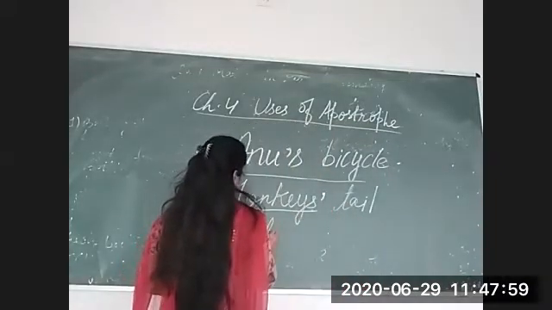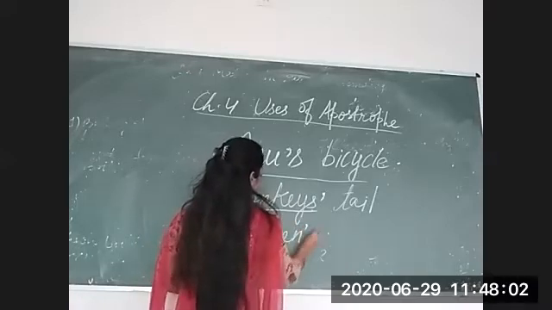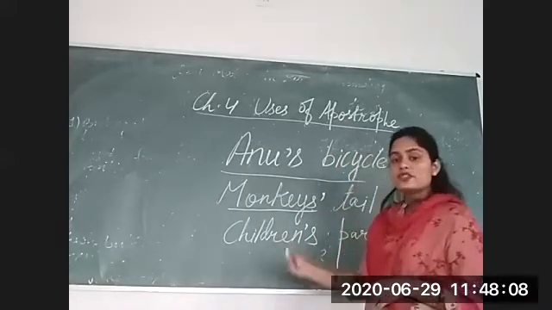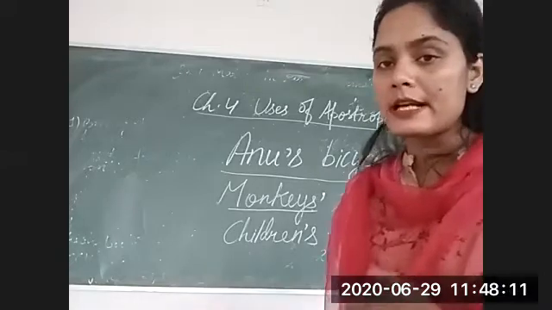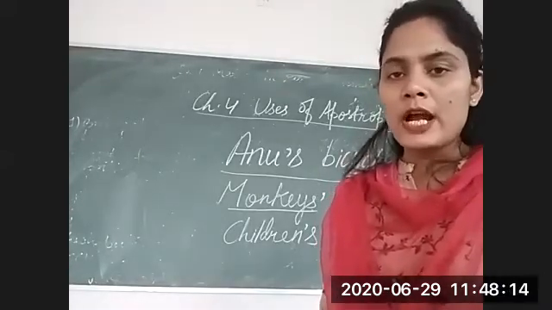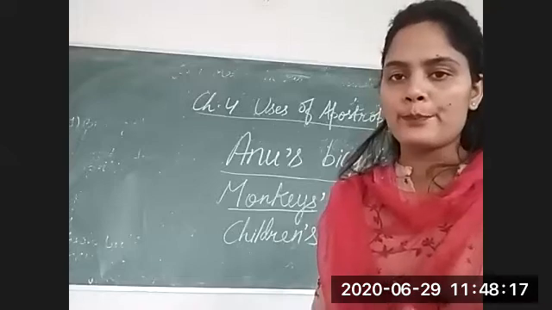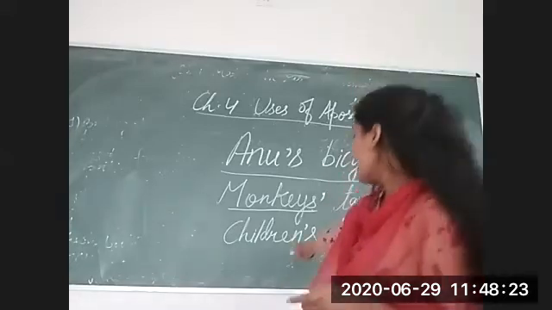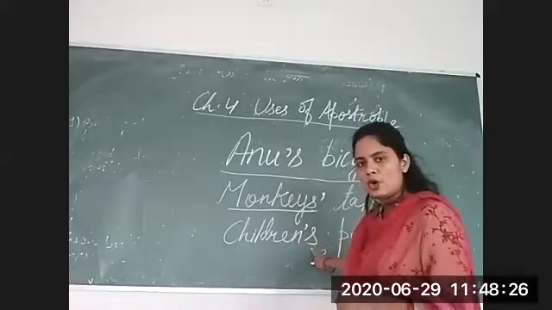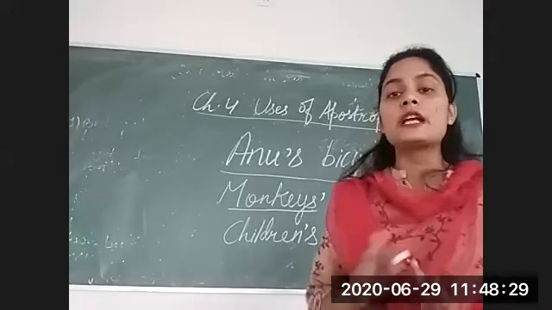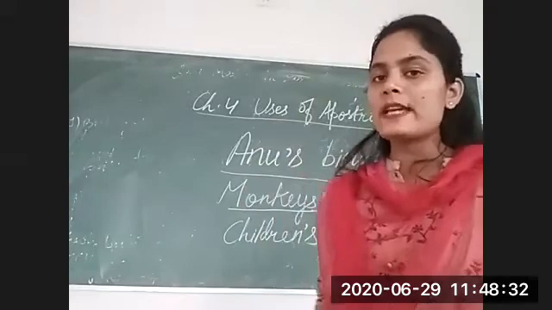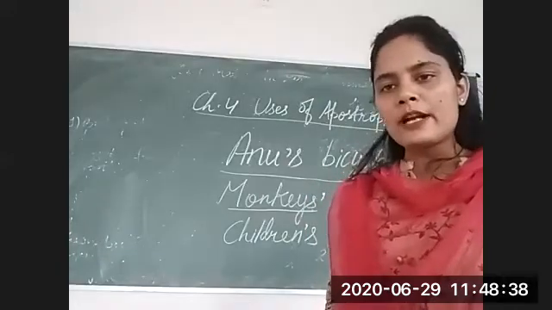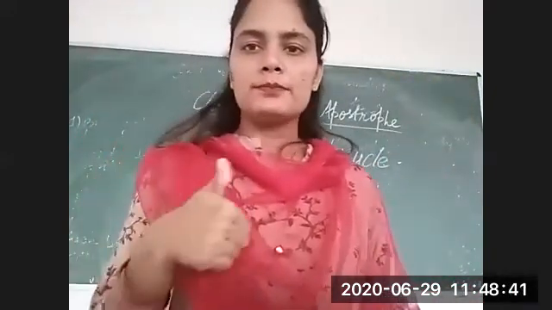Like children. The spelling of children doesn't end in s. Okay? And children is a plural form. That's why, as children doesn't end in s, we will use apostrophe with s. Okay? If the plural noun doesn't end in s, we use apostrophe along with s. Understood? If you have understood, children, then show me your thumbs up.